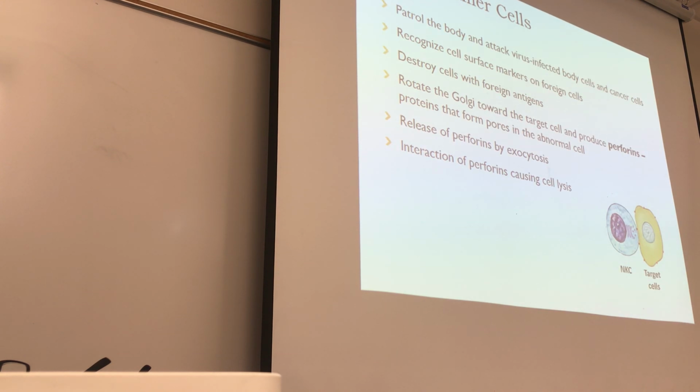Next mechanism is our natural killer cells. What they do is bind to an infected cell, cancer cell, or pathogen, and destroy it. And it produces proteins that are called perforins. Perforins. Guess what a perforin does? Very good. Perforates. Puts holes in the target cell.